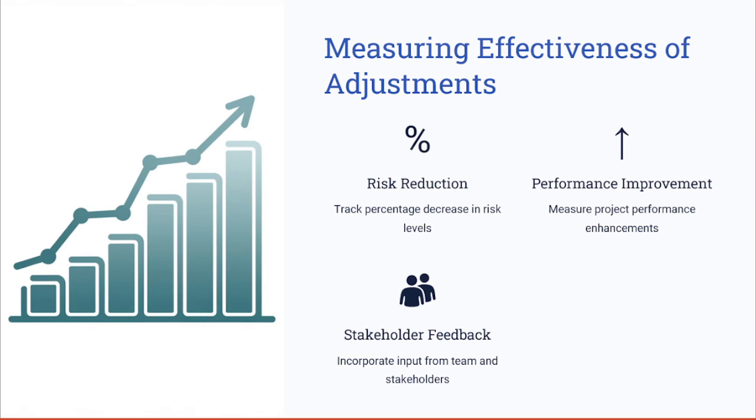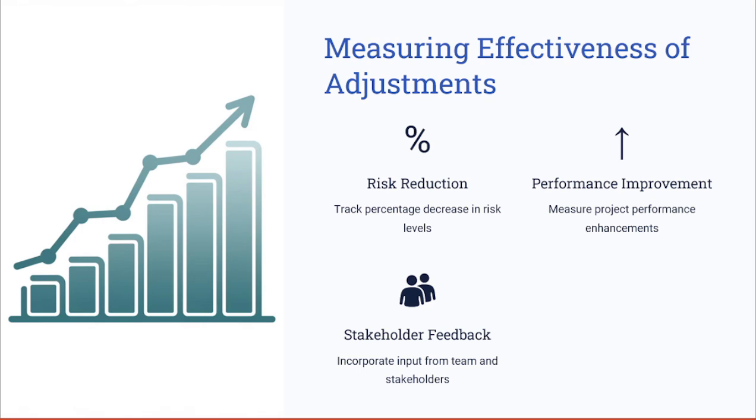Now let's talk about measuring the effectiveness of these adjustments, which is the biggest evidence that the risk adjustment strategies are winning. Measuring the effectiveness of the risk response adjustment is essential to ensure their success. Metrics such as the reduction in likelihood or impact scores, improvement in schedule adherence, or reduced cost variances can provide valuable insight.